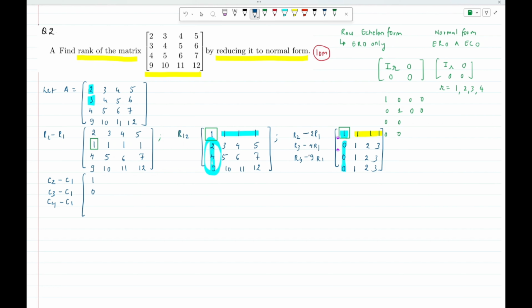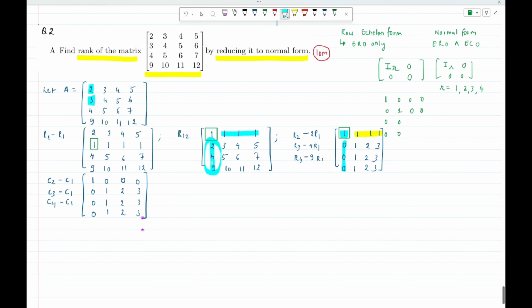So let us write down the entries column wise. So this is going to become 0, this remains 1. This is going to become 0, this remains 2, 2, 2, 2, and the last one we have got 0, 3, 3, 3.